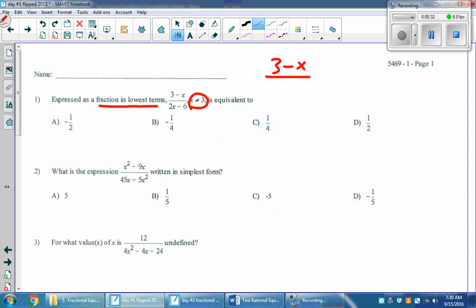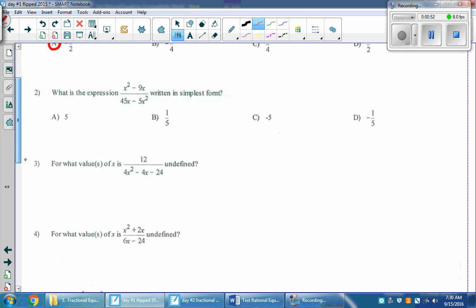I can watch for the trick. 2x minus 3. Look at that. x minus 3, top 3 minus x. They're going to cancel, and we get, excellent, a -1. I personally always put it on top. -1/2. A.